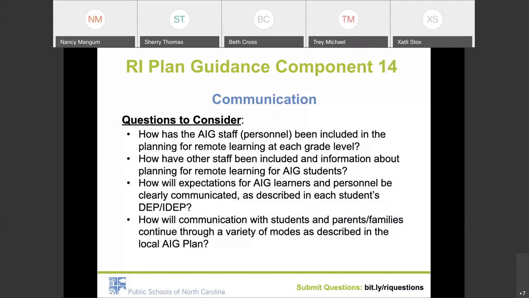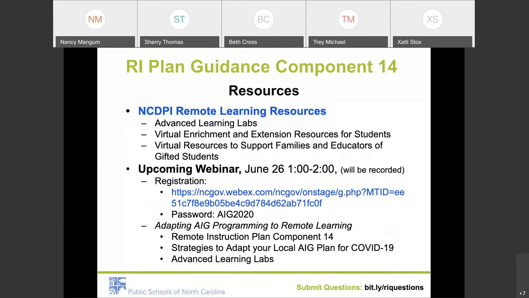It's something to think about. And so for our resources, there are resources provided by the Division of Advanced Learning and Gifted Education to help you continue providing services in a remote learning environment. There are 7 advanced learning labs currently available that we partnered with Duke TIP to create. They're on our website. And a group of North Carolina teachers are creating 13 more so that there will be 20 learning labs available for teachers to use with students in a remote environment and to then provide follow-up opportunities for student sharing, collaborating, and for teachers and other students providing feedback.